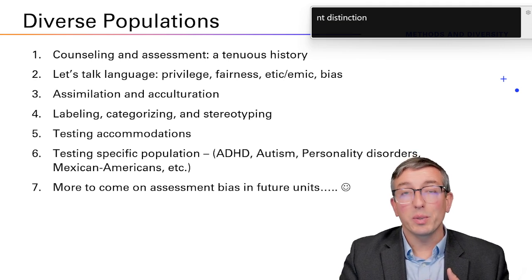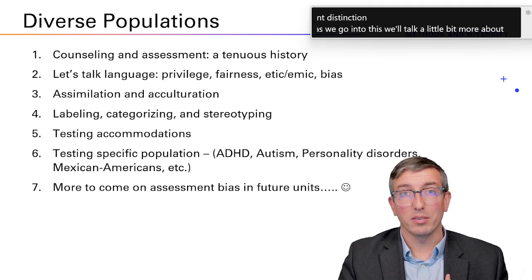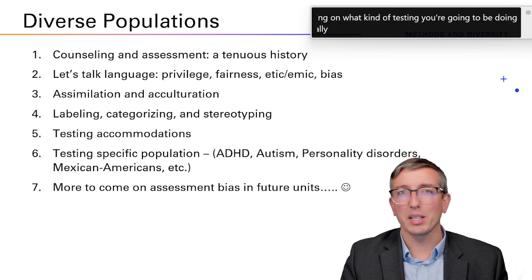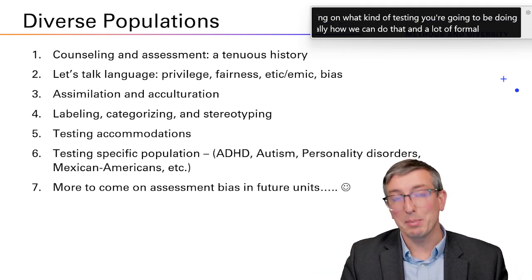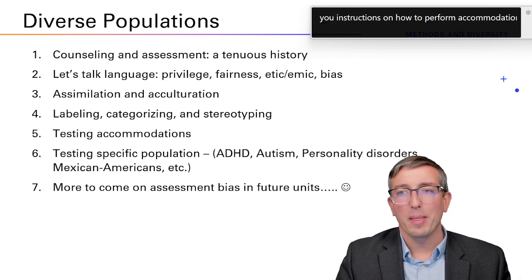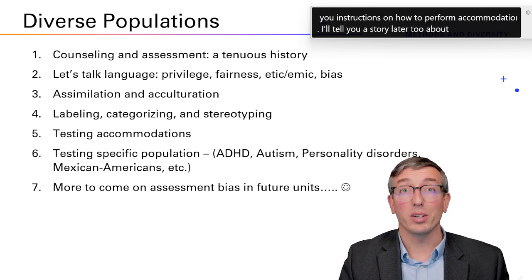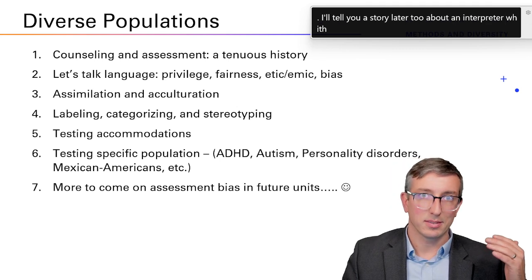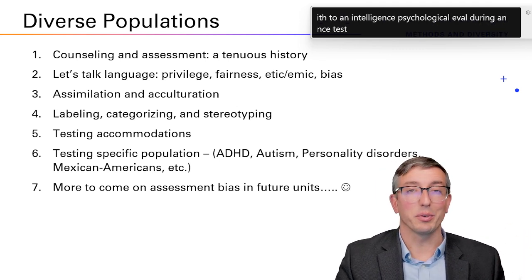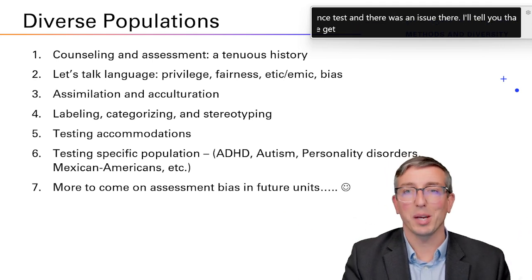As we go into this, we'll talk a little bit more about how we can do that, depending on what kind of testing you're going to be doing. A lot of formal testing manuals will give you instructions on how to perform accommodation, stuff like that. I'll tell you a story later about an interpreter who went along to an intelligence psychological eval, an intelligence test, and there was an issue there. I'll tell you that story when we get to that chapter.